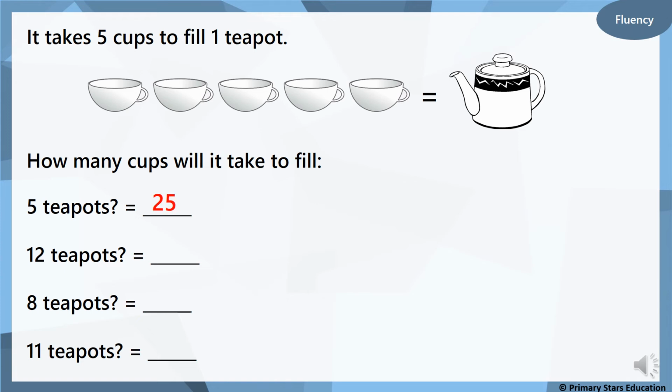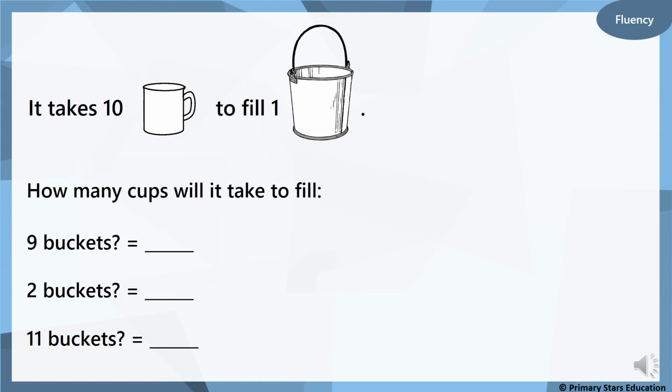5 teapots, 25 cups. 12 teapots, 60 cups. 8 teapots, 40 cups. 11 teapots, 55 cups. Okay, it takes 10 cups to fill 1 bucket. Again, I want you to use your brains. You can write it down if you need to, but pause it now. Remember, you're counting in tens this time because it takes 10 cups to fill 1 bucket. I want you to work out how many it would take to fill 9 buckets, 2 buckets and 11. Pause it now.